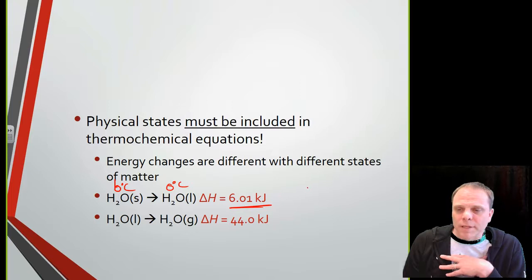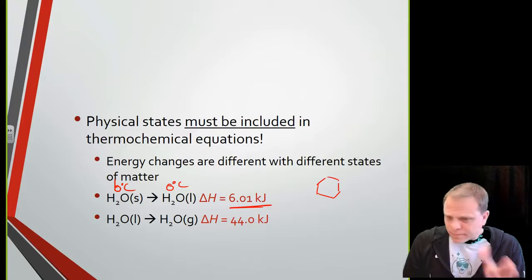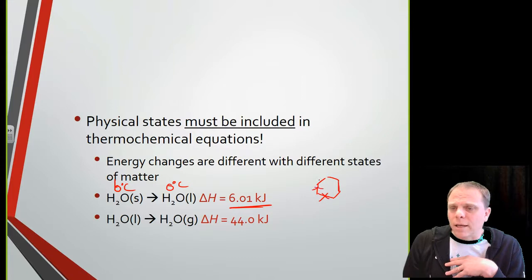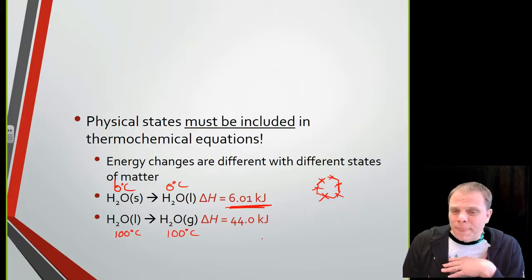Remember that the solid is going to have these little hexagons that it forms, right? Solid water forms these little hexagons. To break those bonds and free up the water to just move around freely, that took energy. How much energy? 6.01 kilojoules. But look at this. If I have 100 degree Celsius liquid water and 100 degree Celsius gaseous water, that takes 44 kilojoules. So now my little water molecules are floating around and moving around each other, right?